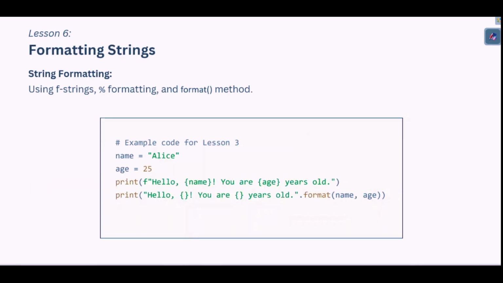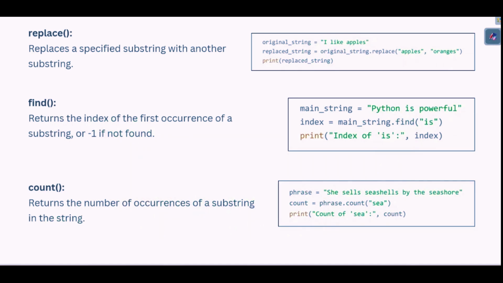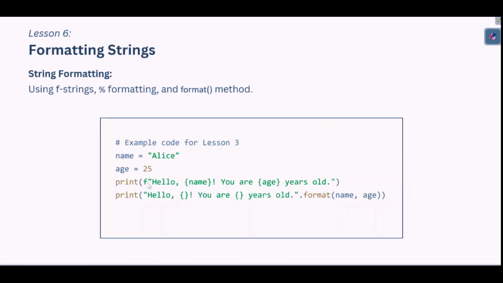Let's move to the next lesson. The next lesson is about formatting strings. Using f-strings, modulus formatting, or the format method, we can format our string. Sometimes you need a template where you want to print the same template by changing some variables inside it. For that purpose you can use this type of format. Please pay attention to this format.